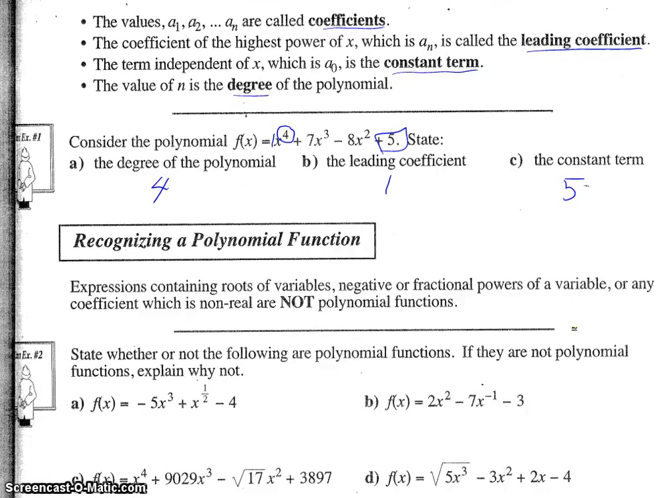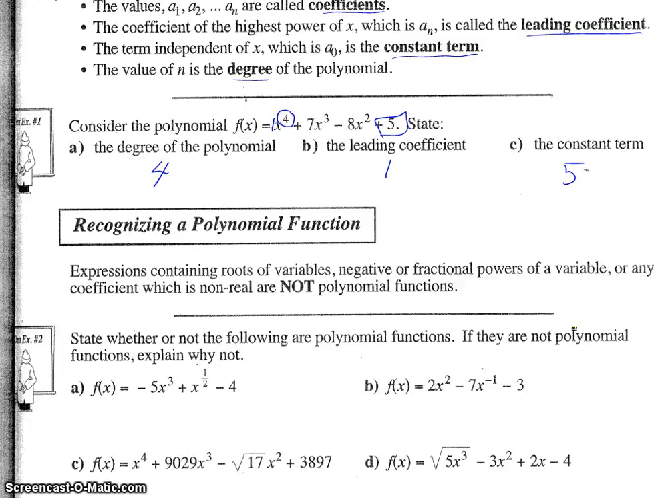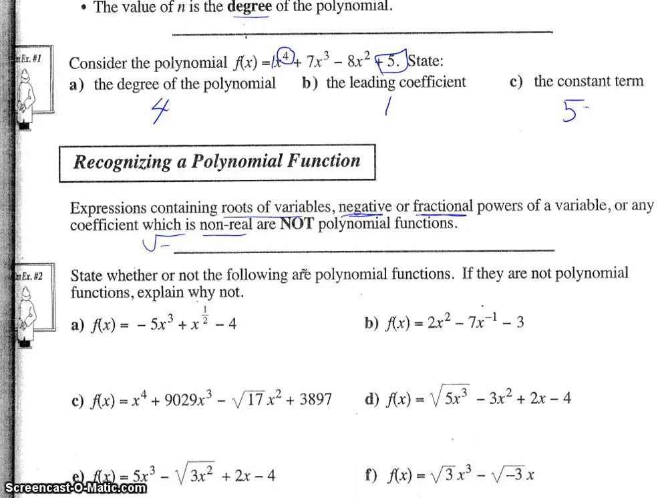Recognizing a polynomial function. Expressions containing roots of variables, so if you see a square root over top of the x, then it's not a polynomial function. Or any kind of fraction exponent or a negative exponent. Fractions and roots are kind of the same thing. Or the other situation would be if the coefficient was non-real, which only happens if you have the square root of a negative for a coefficient. If you spot any of those, it's not a polynomial function.